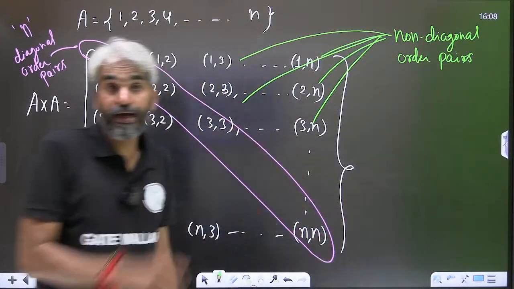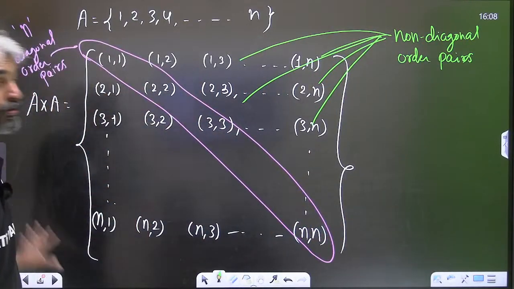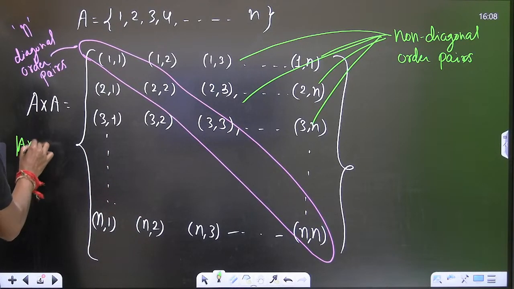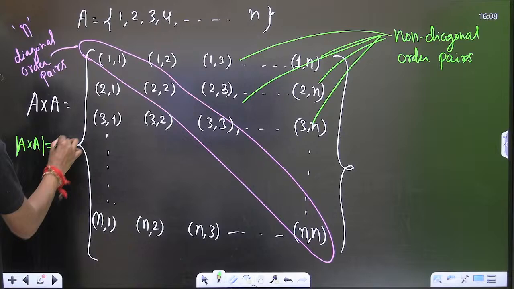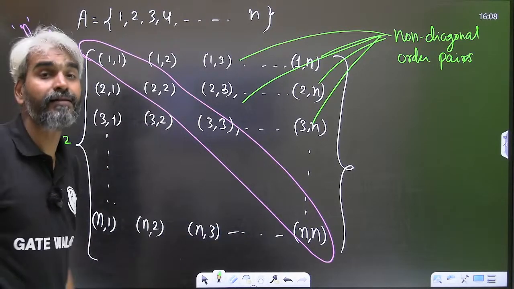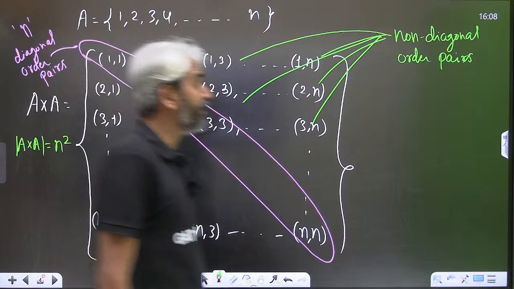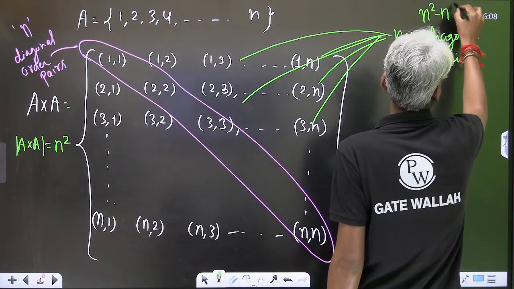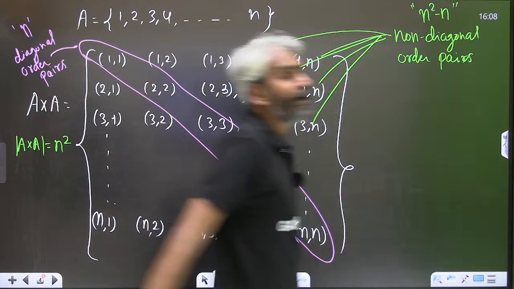Exactly how many non-diagonal ordered pairs are there? Sir, overall number of pairs, if I say the size of A cross A is n square. So out of these n square ordered pairs, exactly n ordered pairs are diagonal ordered pairs. The remaining n square minus n will be non-diagonal ordered pairs.